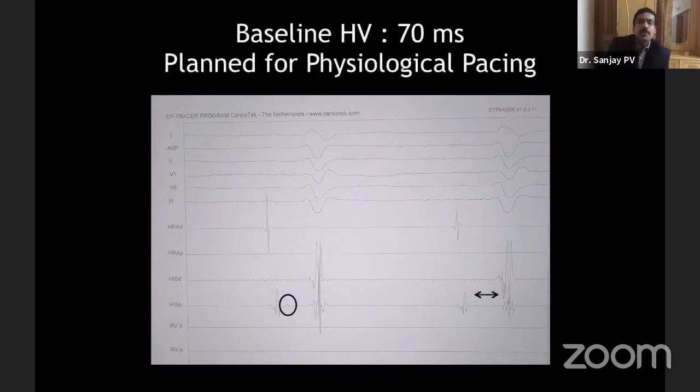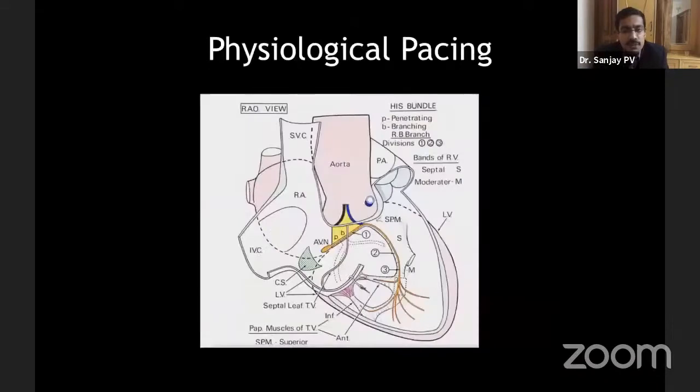So in this patient, his HV interval was 70. We have a cutoff of 55 milliseconds. So anything more than 100 without symptoms is significant, and more than 60 with symptoms is significant. So this HV interval is significant for this patient. So this patient, we took him for physiological pacing.